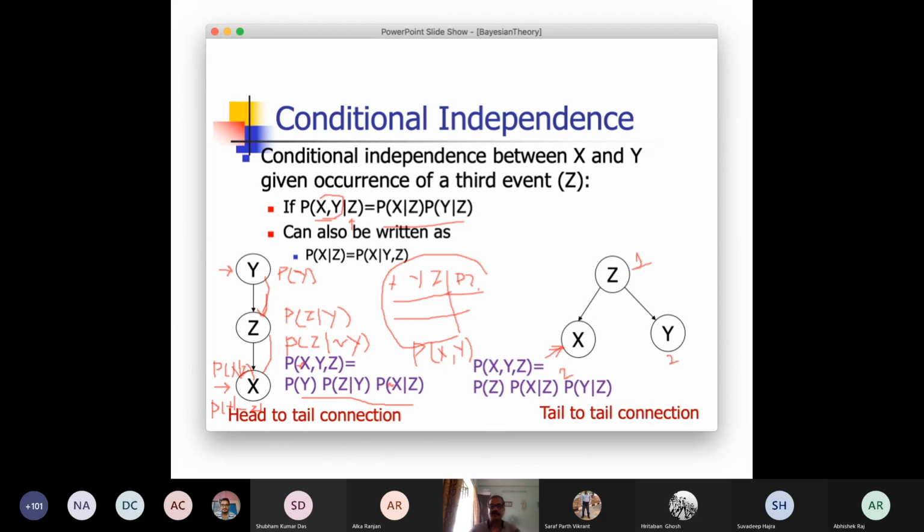Right. So this is called tail-to-tail connections. It was head-to-tail, and so you see that probability of x, y, z here in this case, the computation is quite direct. So probability of z multiplied by probability of x given z and probability of y given z. So you are basically multiplying all the conditional probabilities expressed at every node. Simply you are multiplying them, and you are getting the joint probability distribution of all the variables. So that is also another way of looking at the Bayesian network and its interpretation of its conditional independence.